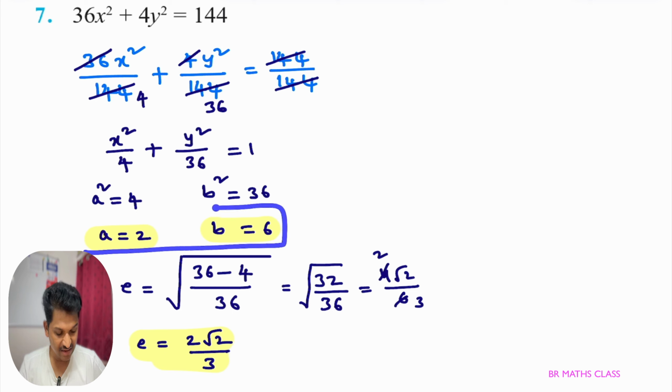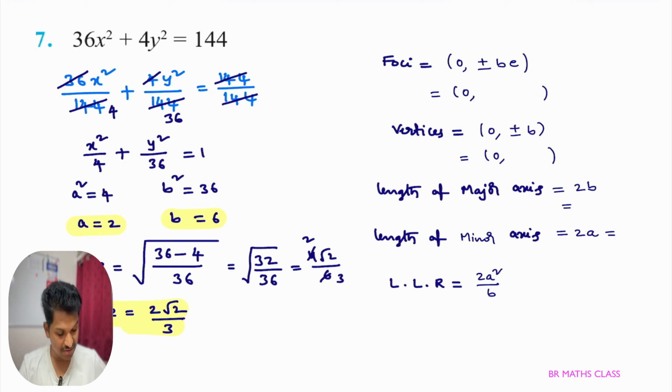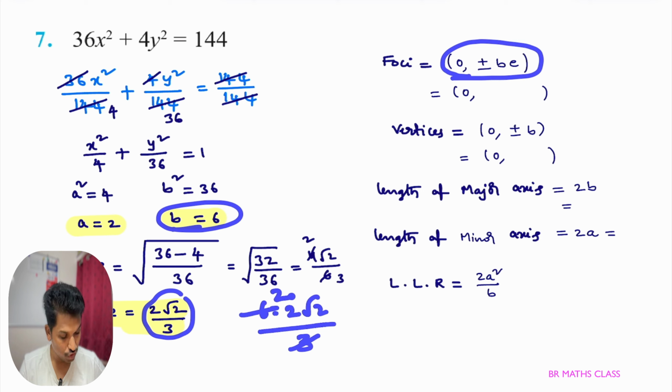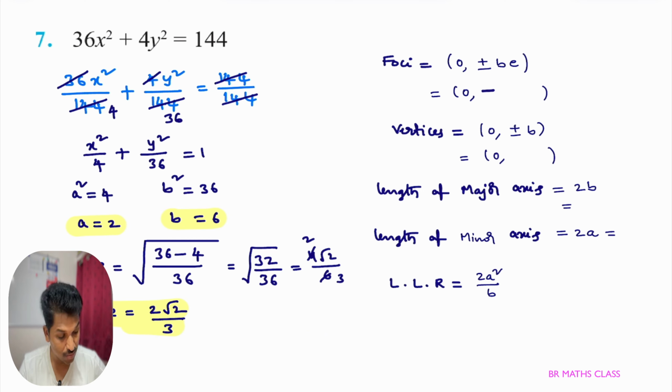As a is less than b, we need to write the formulas of the second type of ellipse that we learned in earlier classes. For the second type of ellipse, the foci formula is 0 comma plus or minus be. Here b value is 6, e value is 2 root 2 divided by 3. So be is 6 into 2 root 2 divided by 3. 3 goes into 6 two times, so 2 into 2 root 2 is 4 root 2. So foci is 0 comma plus or minus 4 root 2.